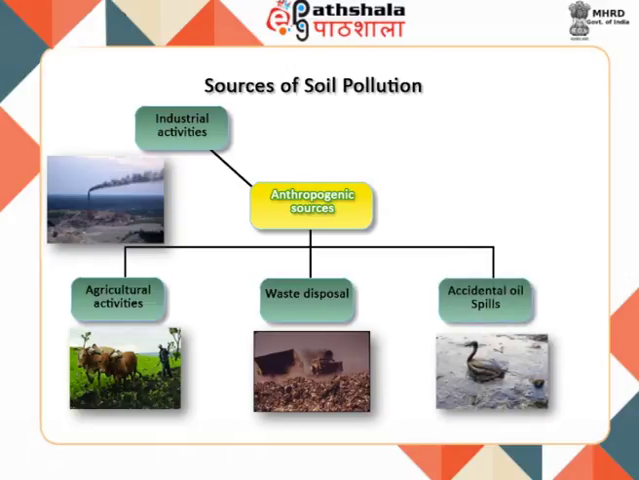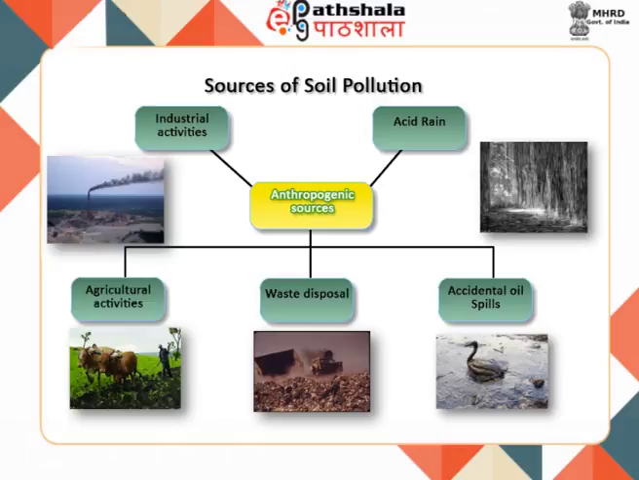Accidental oil spills. Oil leaks can happen during storage and transport of chemicals. The chemicals present in the fuel deteriorate the quality of the soil and make it unsuitable for cultivation. Acid rain. It is caused when pollutants present in the air mix with the rain and fall back on the ground, leading to a change in the structure of the soil.